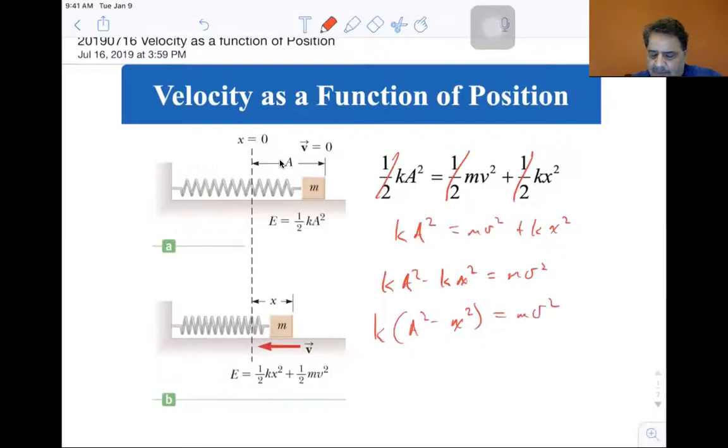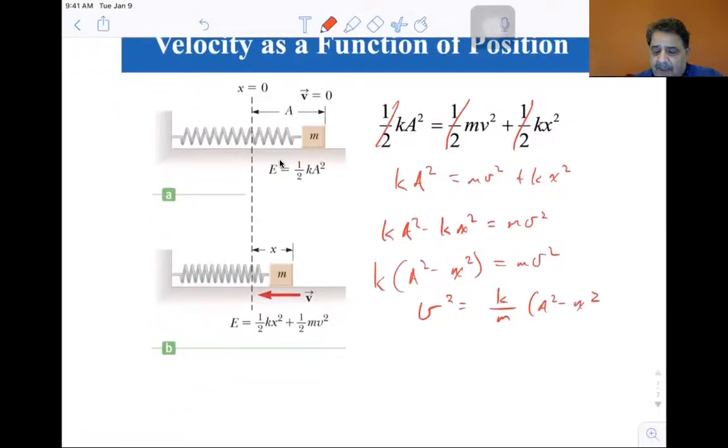Now we divide both sides by m, and I'm going to move the v over to this side. v squared equals k over m times (A squared minus x squared). Now if we take the square root, we get v equals the square root of k over m times, not necessarily parentheses, A squared minus x squared.